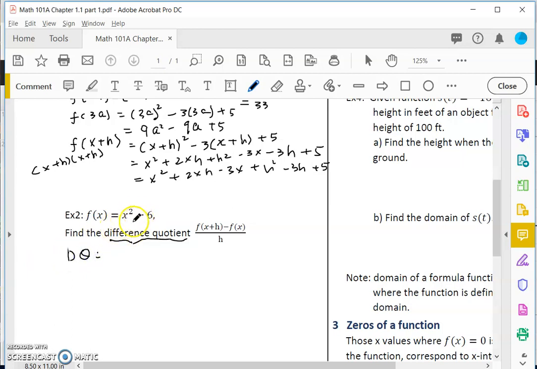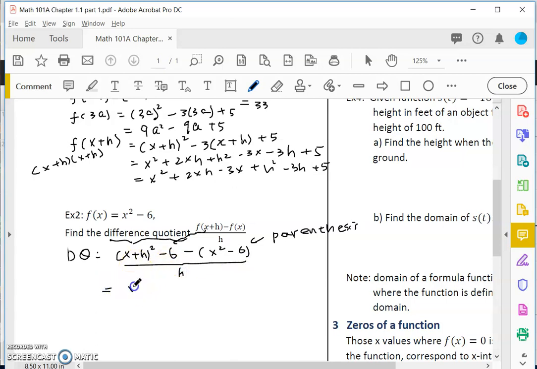If my f of x is x squared minus 6, I would do x plus h squared minus 6. So this is f of x plus h. And then I'm going to minus my f of x, which is just this whole formula. But remember, I'm subtracting the whole thing, so I have to put parentheses around it. If you don't, you're not subtracting the whole f of x, right? And then divided by h. So this is called the difference quotient. So let's multiply it out and simplify.